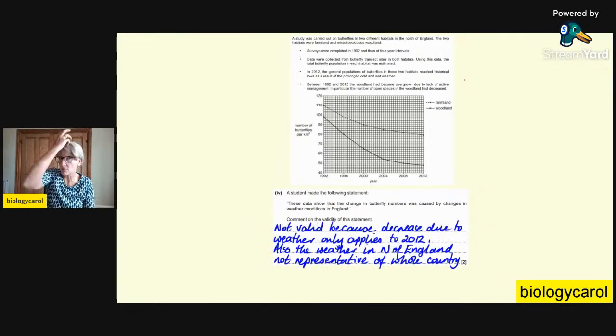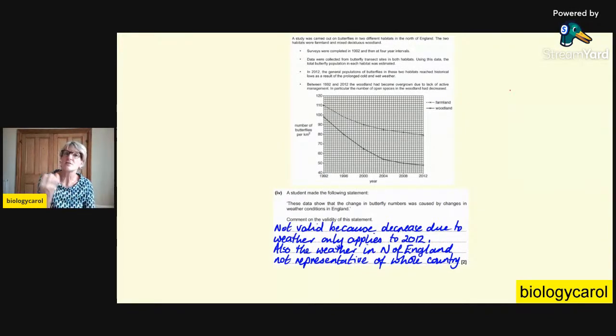Hopefully I'm giving you some hints on great words that are useful. So I said not valid because the decrease being due to weather only applies to 2012, but also the weather in the north of England is not representative of the whole country. What you could have said is that the weather in the whole of England is not the same as the weather in the north of England. That would have been saying the same thing.